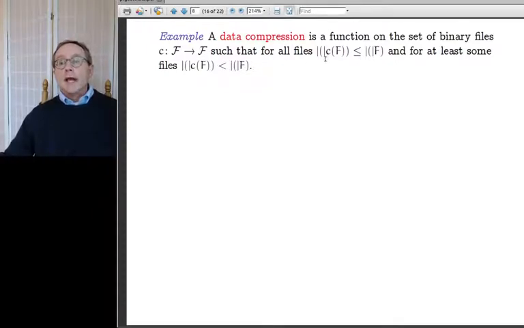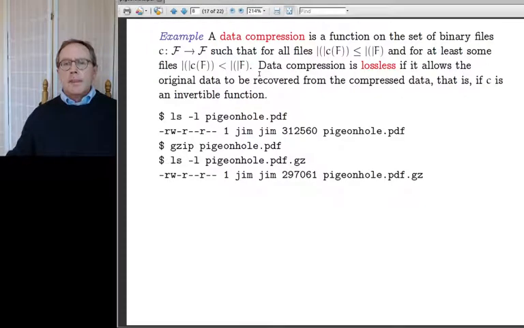I seem to have messed up the notation here. This is supposed to say the size of the file C of F is less than or equal to the size of the file F, but I've somehow messed up the size. Apologize about that. The size of the file C of F is less than or equal to the size of the file F. For at least some files, you need that the size of C of F is strictly less than the size of F. Data compression is called lossless if it allows the original data to be recovered from the compressed data.